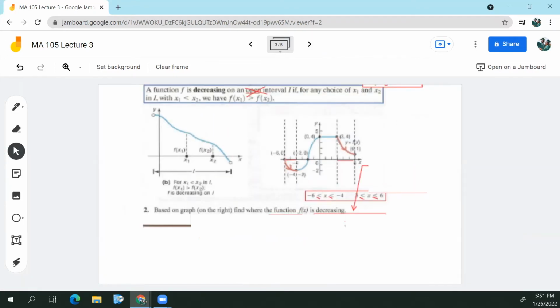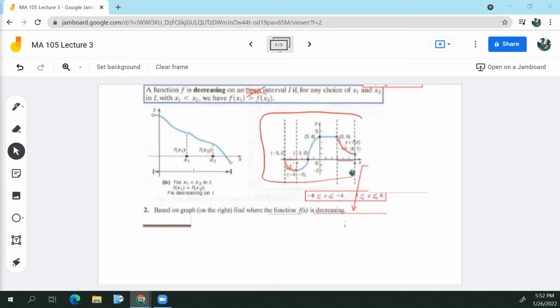All right, let's look at number 2. We're on page 21 still. A function is decreasing on an open interval. We kind of figured that out. So let's take a look at question 2. Based on the graph on the right, find where the function is decreasing. So we're looking at this graph here.